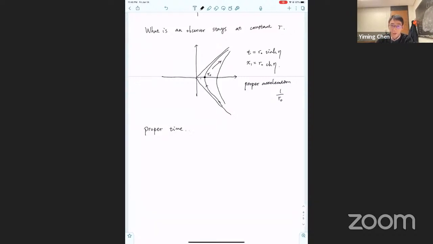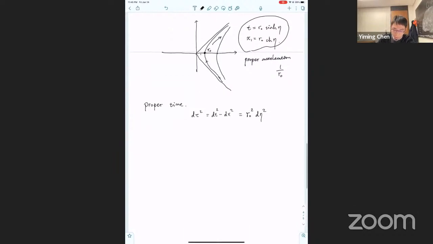So what is the proper time of this accelerating observer? Let's see. We can compute proper time by just computing d tau squared, which by definition is equal to dt squared minus dx squared for this observer. We can plug this into the formula and immediately see that d tau squared is given by R naught squared d eta squared, okay? So we see there is a proportionality: tau is not exactly the eta coordinate that we mentioned, but tau is given by R naught times eta.